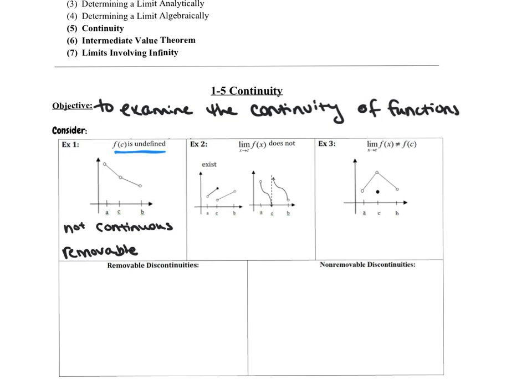In the second example, we have the limit as x approaches c of f of x, and it doesn't exist. So we have two different examples where that would occur. In both cases, the limit as we approach from the left is not equal to the limit as we approach from the right. So both of these examples are not continuous and not removable.